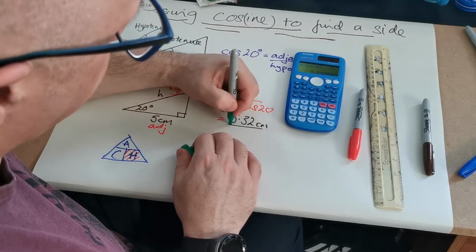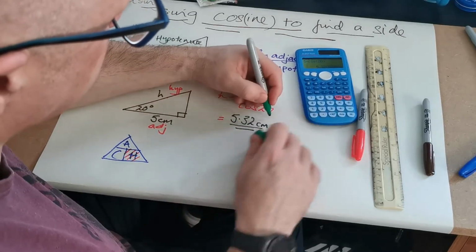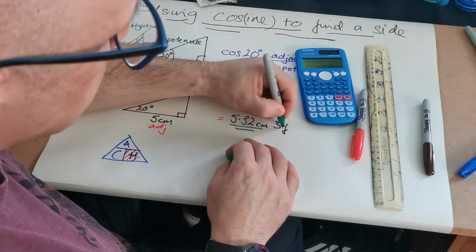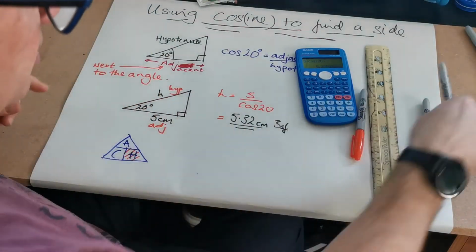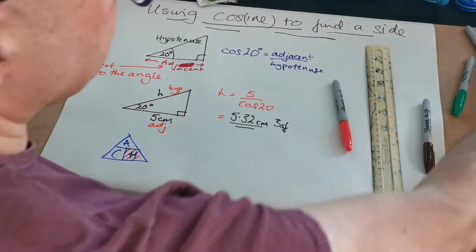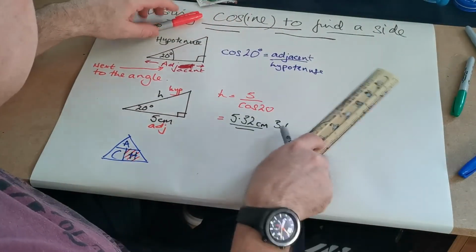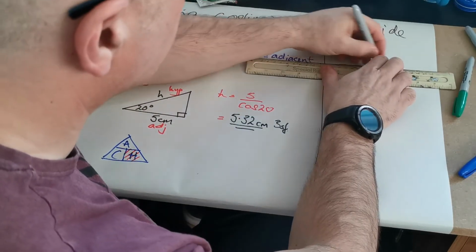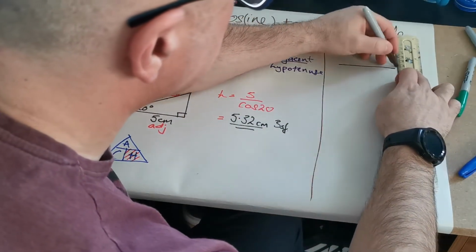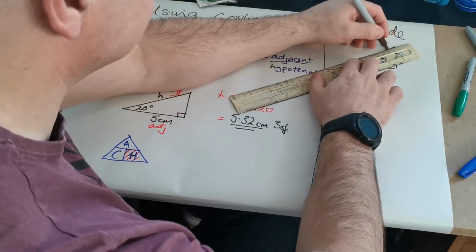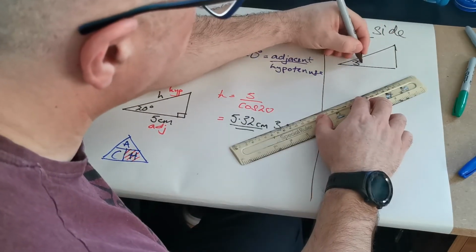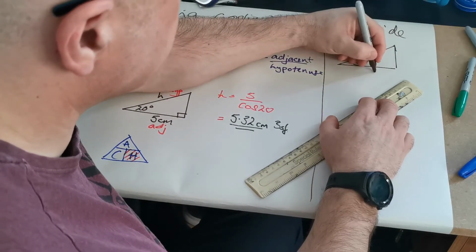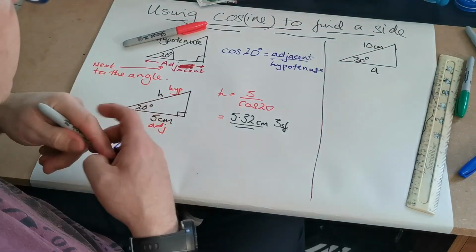So remember, if you're not asked for a degree of accuracy, we're going to go for 3 significant figures each time. So that's if we wanted to find the hypotenuse. If the question was alternatively on like this, so we've got 30 degrees, 10 centimeters, and I needed to find my adjacent.